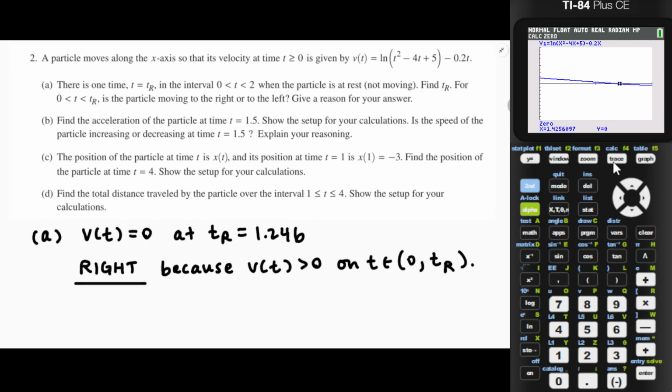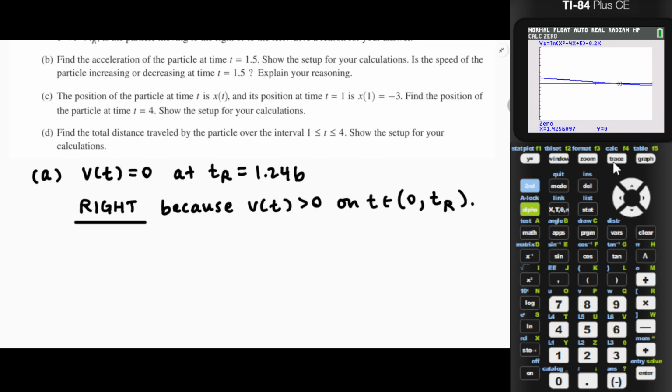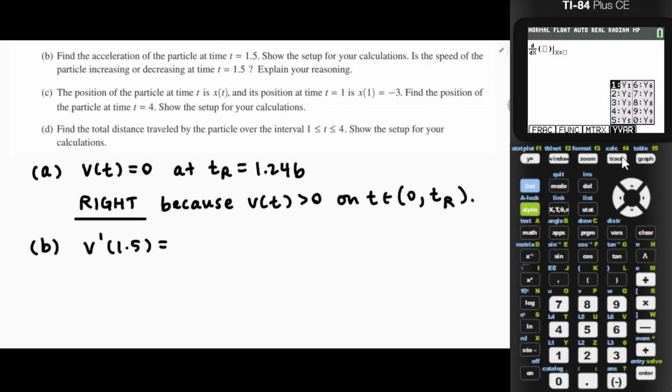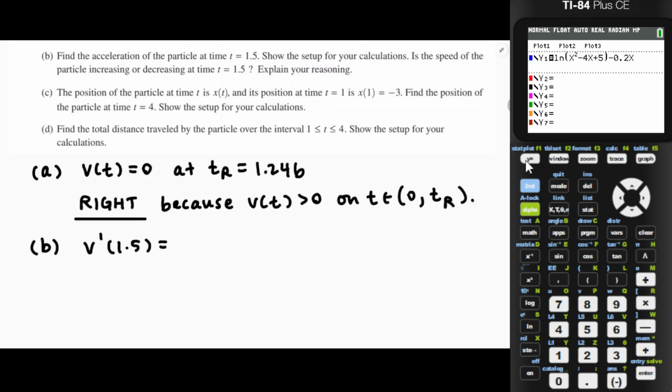Okay, part B is going to ask us to find the acceleration of the object at t equals 1.5. Remember, acceleration is the derivative of velocity. So I'm going to say v prime of 1.5 is equal to, I'm going to need to exit out to the main menu and call for a derivative. Math 8 is a derivative with respect to x of y1 at t equals 1.5, and I'm going to get -1.